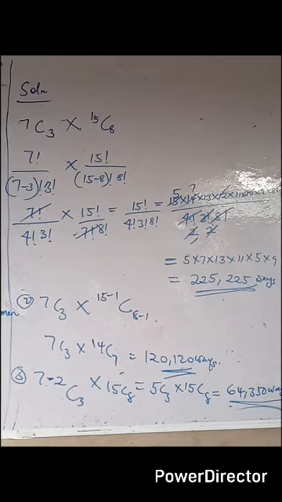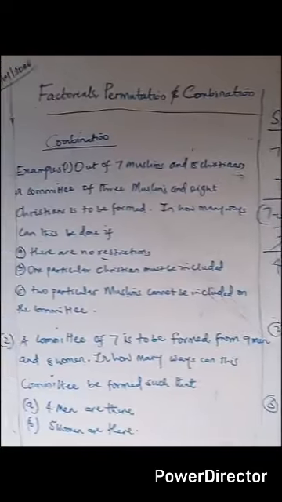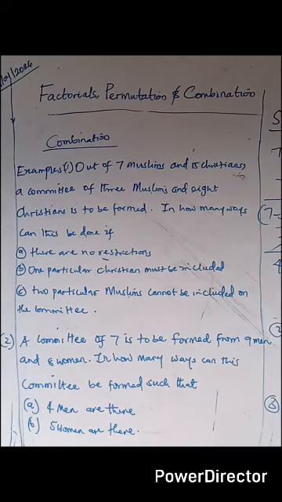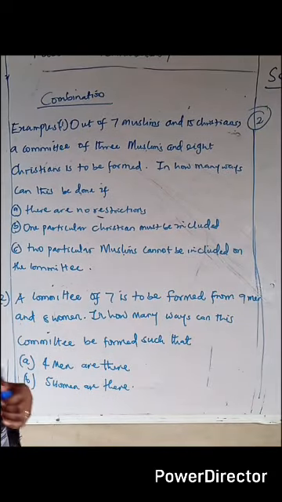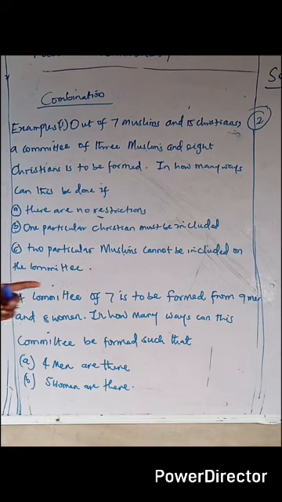So let's quickly look into question number 2. So now, let's look at example 2. A committee of 7 is to be formed from 9 men and 8 women. In how many ways can this committee be formed such that 4 men are there? Of course, you want to pick 7 people, 7 committees. And the condition is, in that 7 committees, 4 must be men.